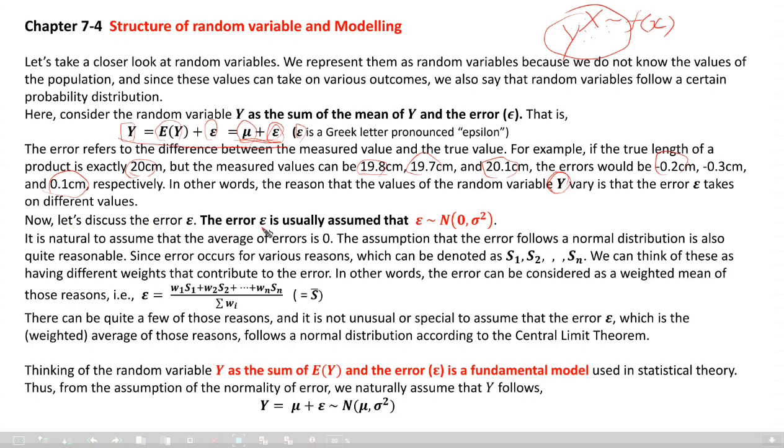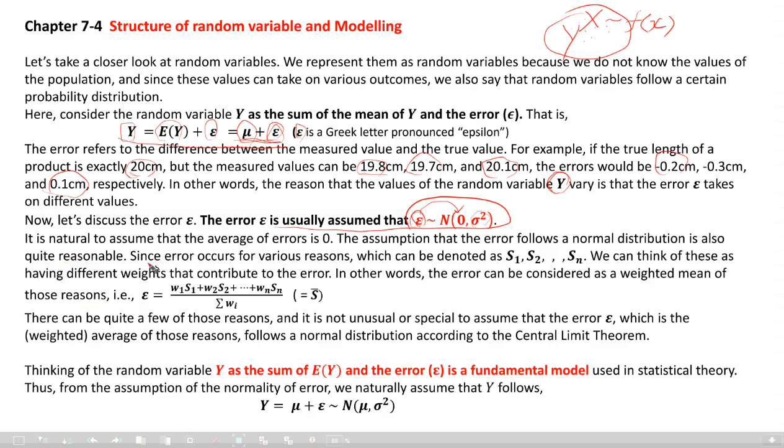The error, epsilon, is usually assumed to follow a normal distribution with mean 0. Okay? The mean of the error is 0. It is natural, I think. And the error takes some values, so the error has variance, sigma square. We assume this in statistics. It is natural to assume that the average of errors is 0. The assumption that the error follows a normal distribution is also quite reasonable, quite rational.